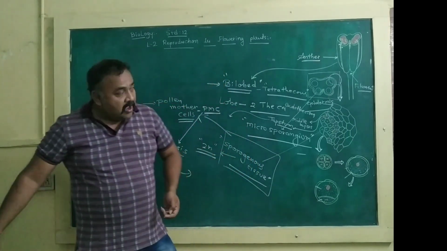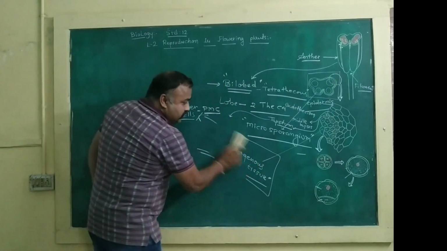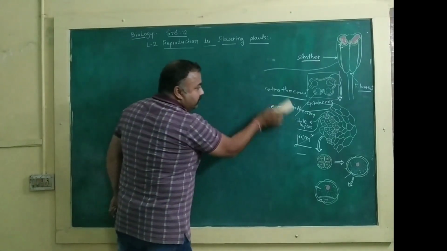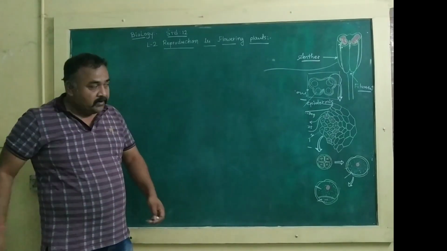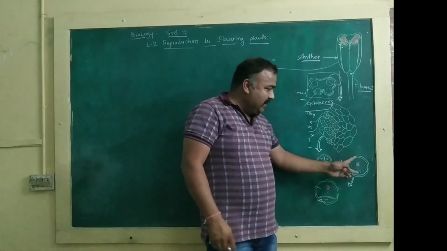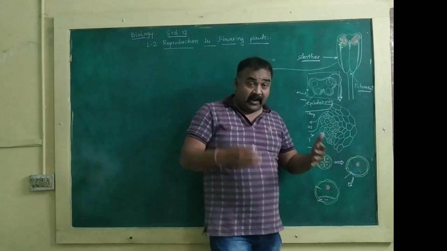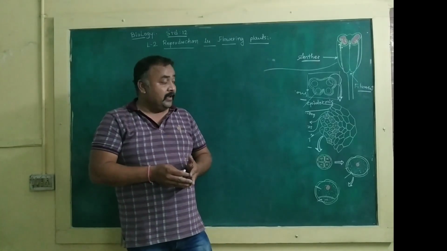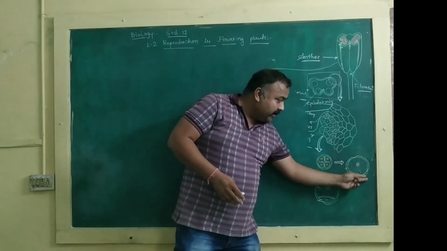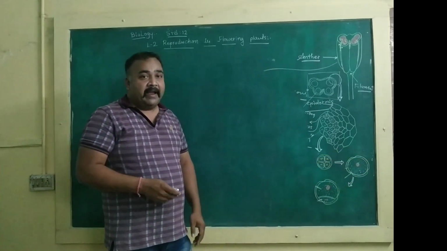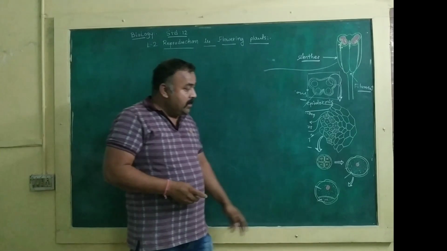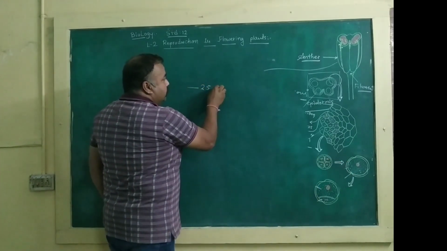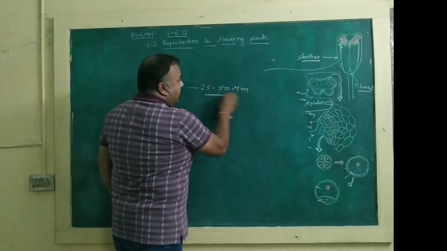Now friends, we are going to see the structure of a typical microspore or pollen grain. As we have seen in the structure, or if you have the NCERT textbook, in that NCERT textbook also you can see the pollen grain is a microspore. It has 25 to 50 micrometer of diameter.